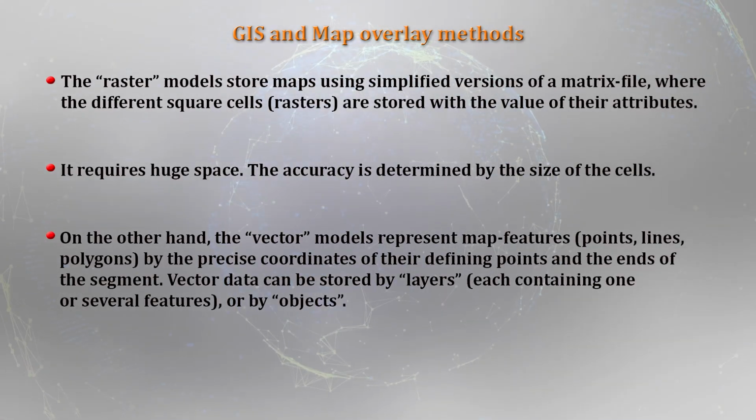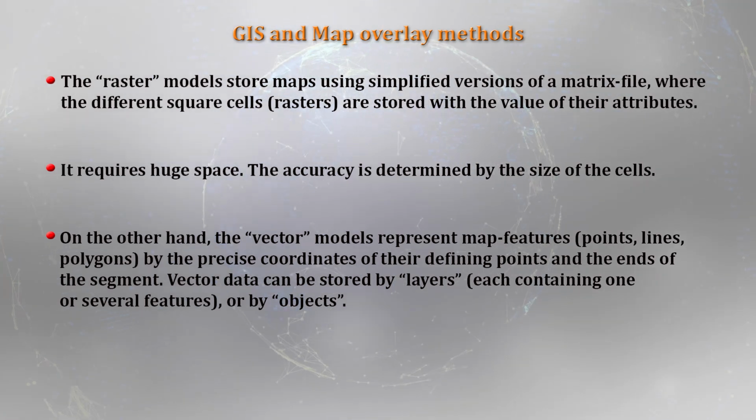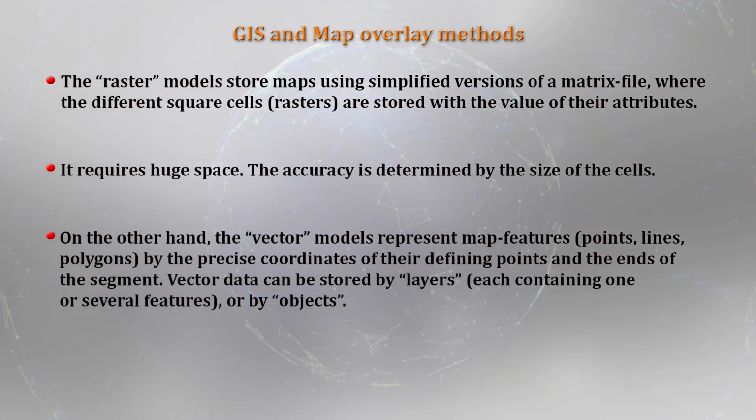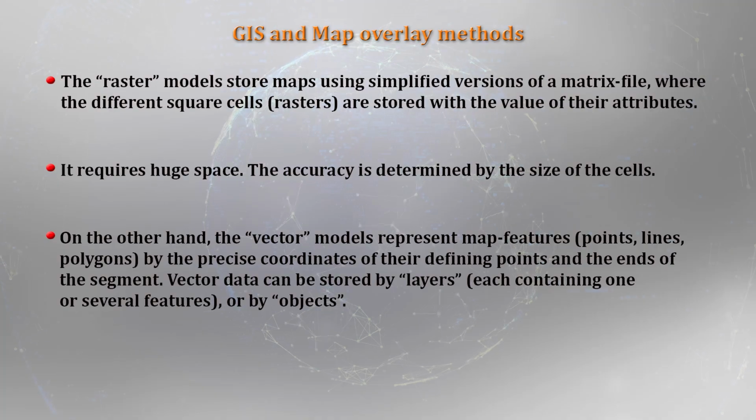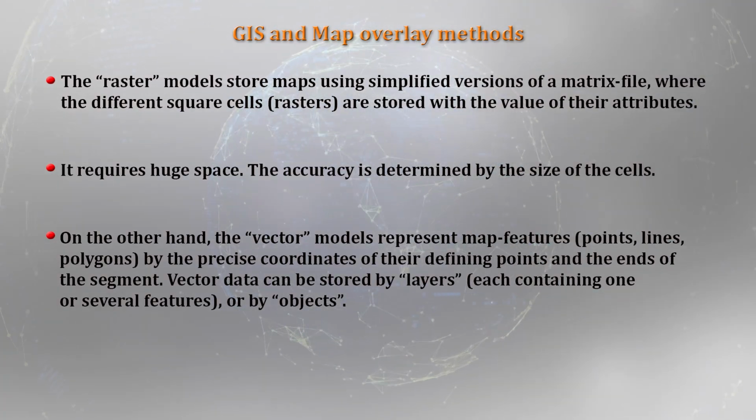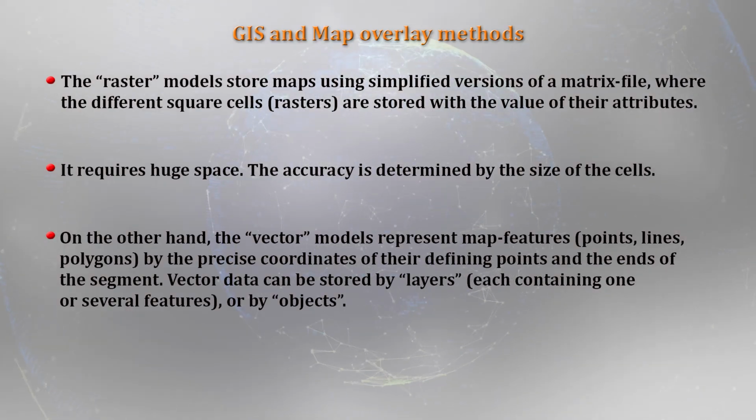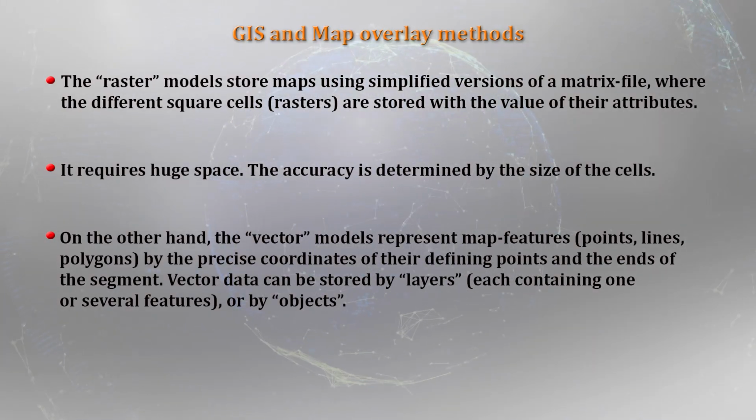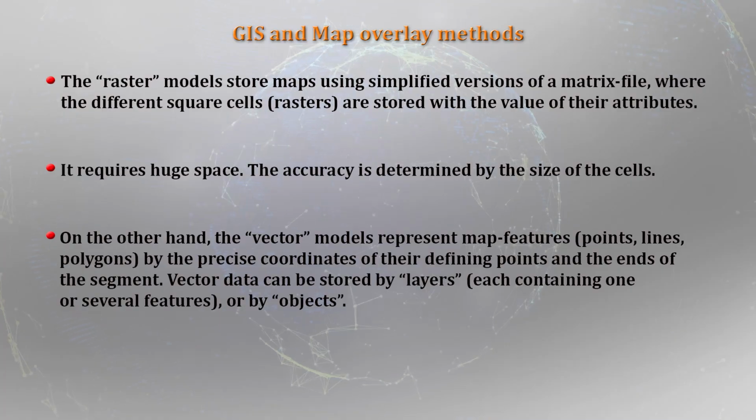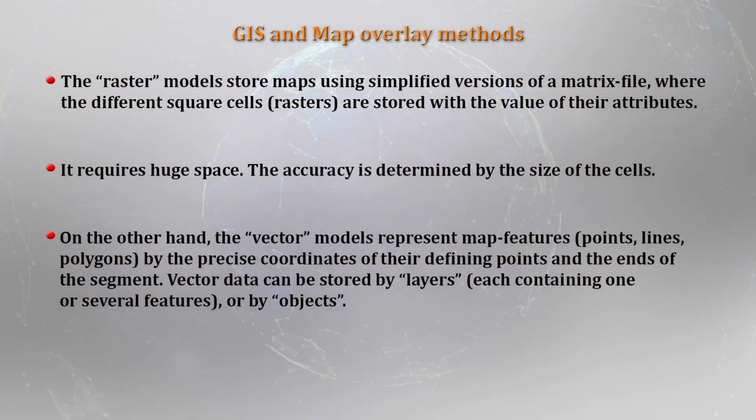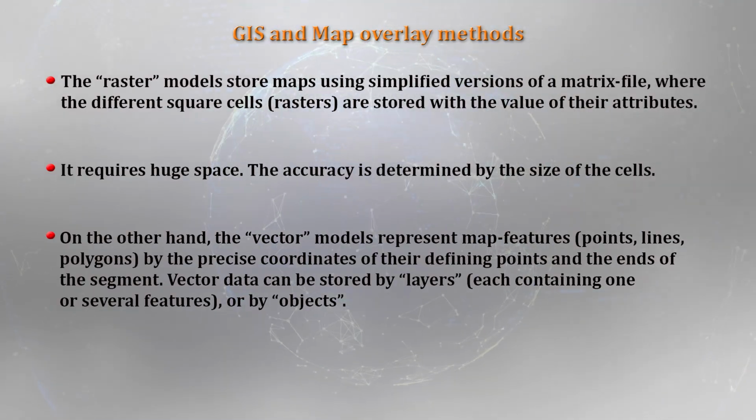represent map features in terms of point features, line features, or areas, the polygons. These features are accommodated in the vector models by the precise coordinates of their defining points and the ends of the segments, whether it is a point feature, or lines, or polygons.